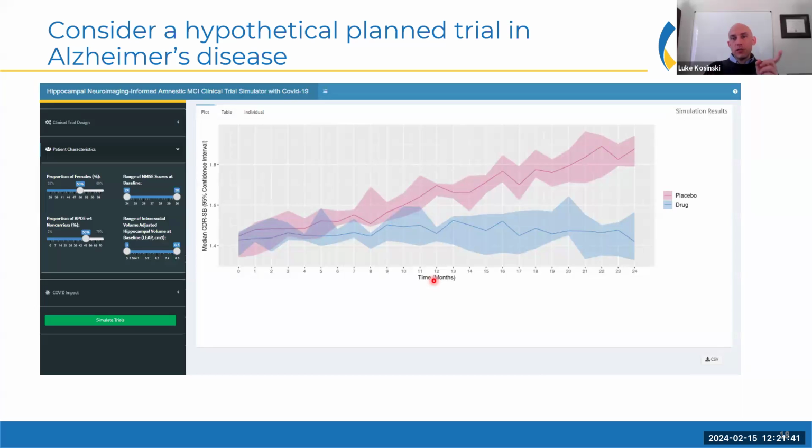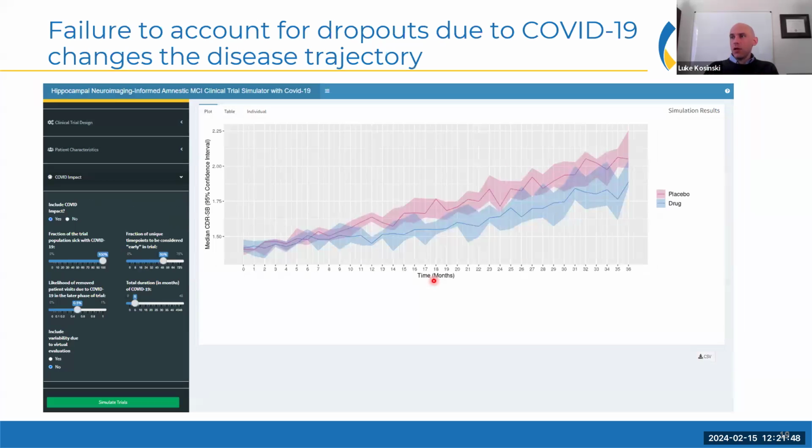And I want to take it a step further. So sticking with this example, we can add in more and further update these models. So let's say we have a situation like we saw in COVID, where there were a lot of patients who couldn't make it into a clinic. And so they were effectively dropping out of this trial because they weren't able to make it into the visits anymore. And we can plot out over time how that changes the trajectory.